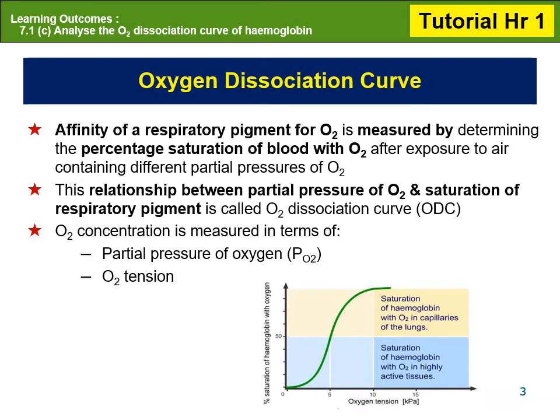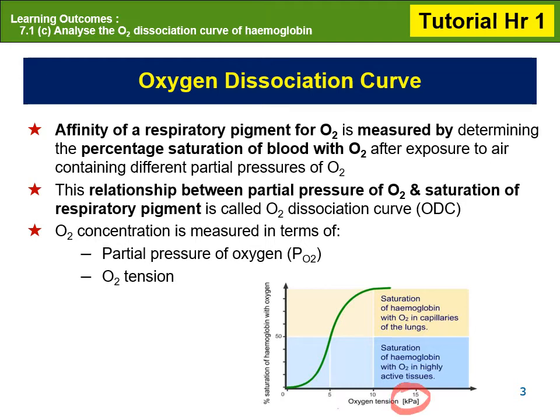The relationship between partial pressure of oxygen and saturation of respiratory pigment is called the oxygen dissociation curve. So the affinity of a respiratory pigment for oxygen is measured by determining the percentage saturation of blood with the oxygen after exposure to air containing different partial pressure of oxygen. So the oxygen concentration is measured in terms of partial pressure of oxygen, and the oxygen tension in the unit kilopascal.